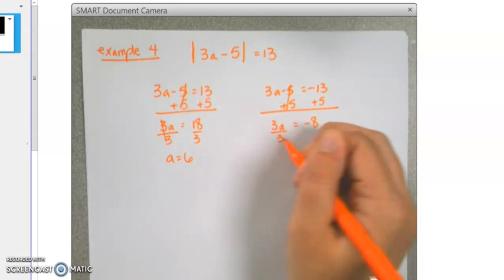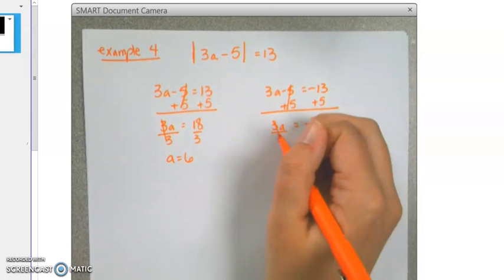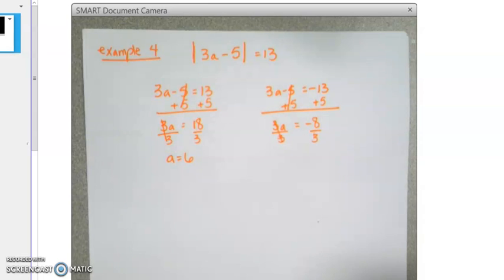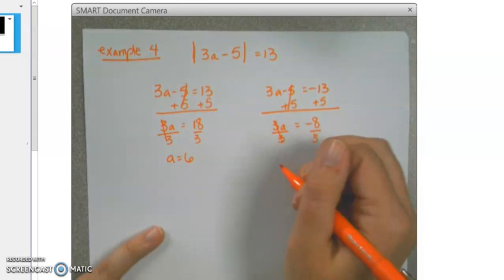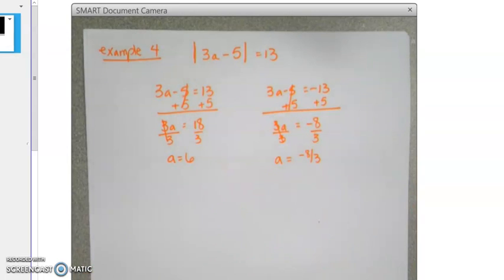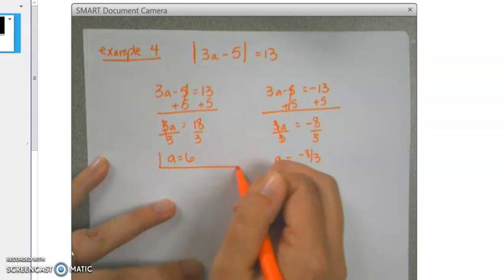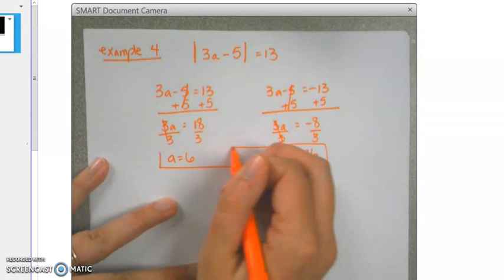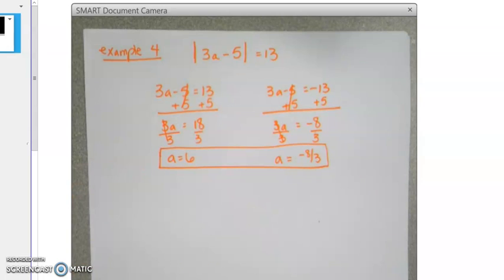And then when I divide by 3, notice this does not divide pretty, and that is okay. You are going to get fractions as answers in this class. There is nothing wrong with that. So a equals negative 8/3. It is okay to have fractions, so do not freak out when you run into one that's a fraction and be like, oh man, I did it wrong. That does not mean you did it wrong. Sometimes the answers are fractions. All right, guys, that is the end of absolute value equations.